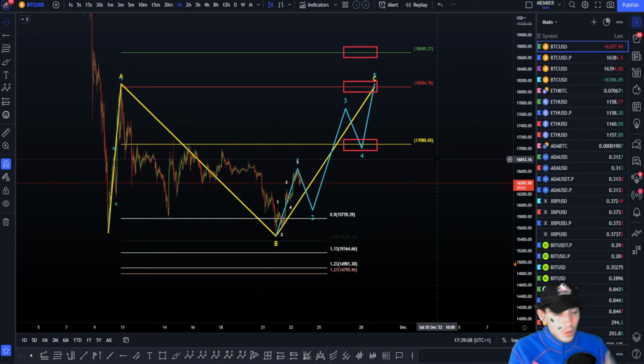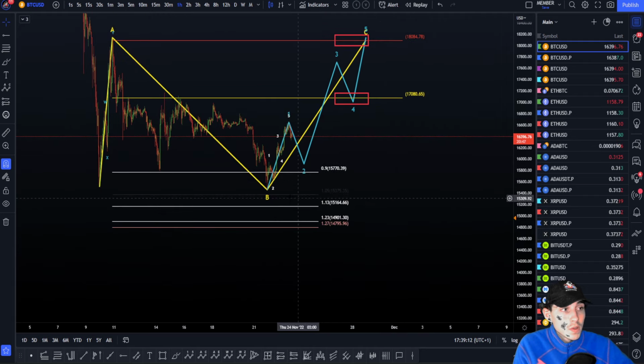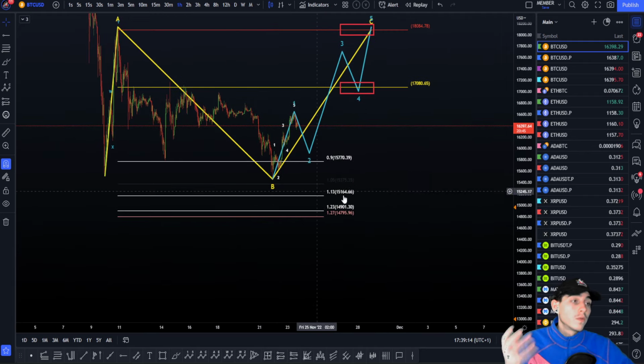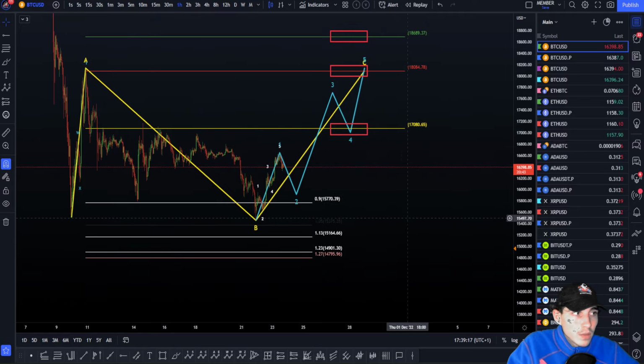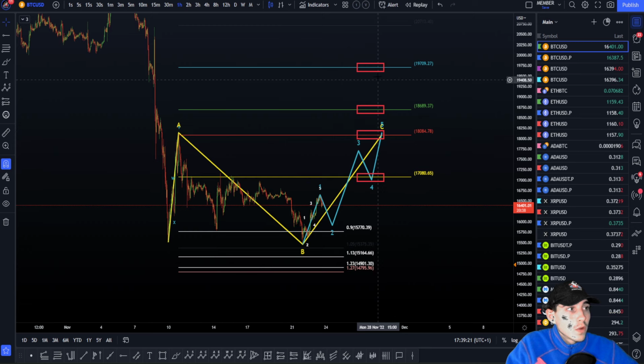The only thing I have to do is check out the different targets for the B wave. If we do not hold these targets, we look for a continuation to the downside. I'm going to update the chart clearly. Not necessary to update that for the moment. And if we push higher, here are the targets we can look for.